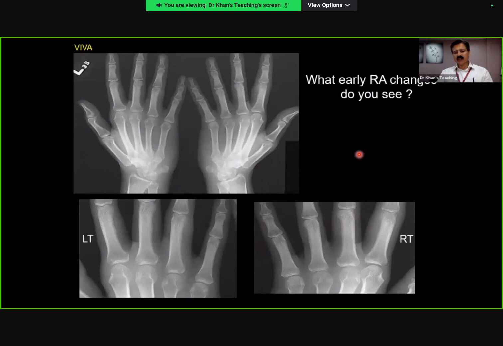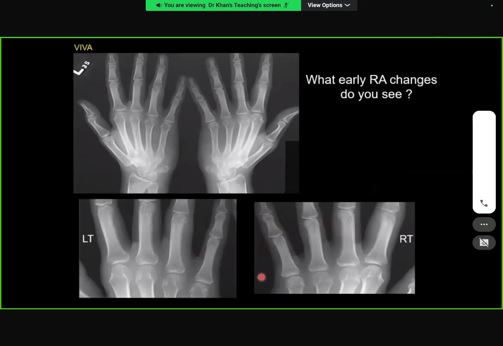Okay, candidate 1. This is a known case of RA. Can you describe your findings for everybody? Okay, so this is a radiograph of both hands in a skeletally mature patient. I can see periarticular osteopenia predominantly surrounding the proximal interphalangeal joints. There is soft tissue swelling as evident in the left second metacarpophalangeal joints bilaterally. The distribution is rather symmetrical, affecting both hands.